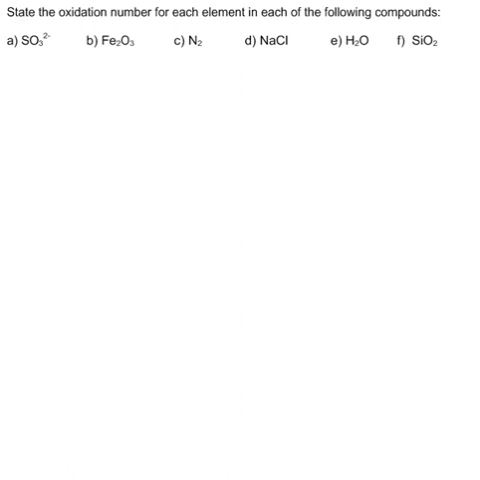State the oxidation number for each element in each of the following compounds. A, SO3 2 minus. B, Fe2O3. C, N2. D, NaCl. E, H2O. F, SiO2. So a couple of quick tips to begin with.